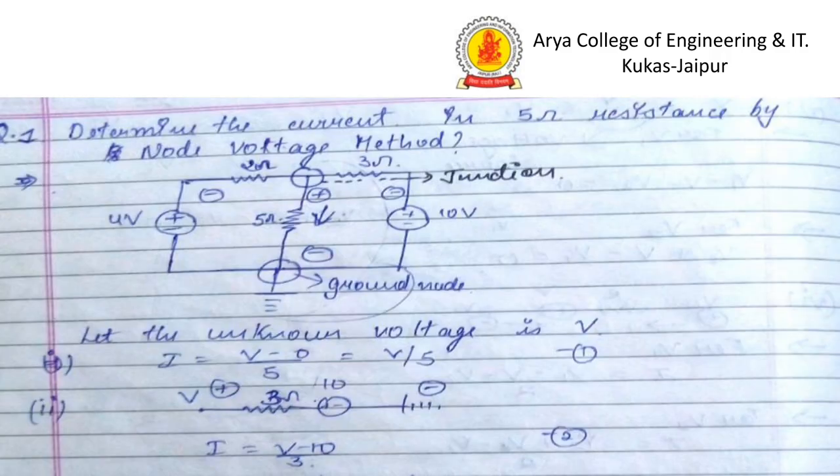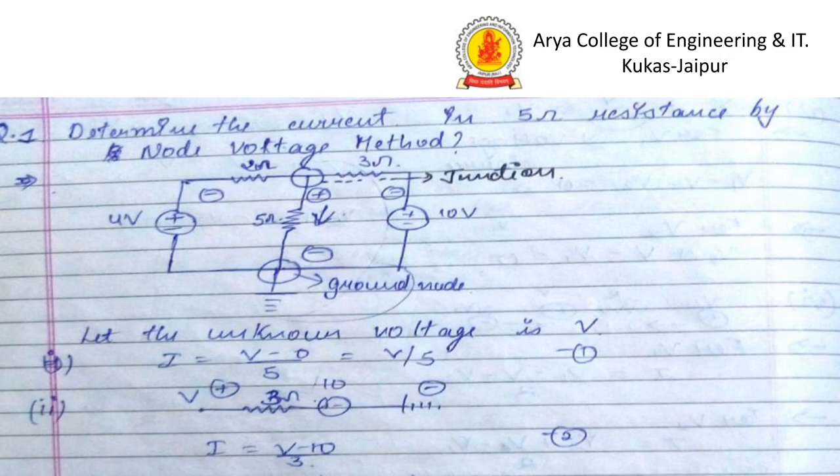This is the numerical: determine the current in a 5 ohm resistance using the node method. In this numerical, only two nodes are present. First, we identify the number of nodes: V1 and the reference. The reference is always taken as the ground node. Then we identify the other node voltage as V. Then apply KCL. The current I equals V minus 0 upon 5, which equals V by 5, equation 1.